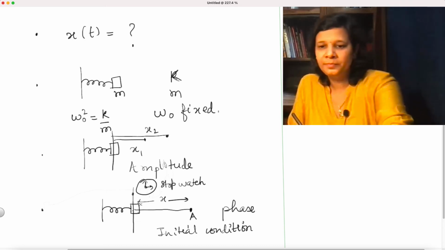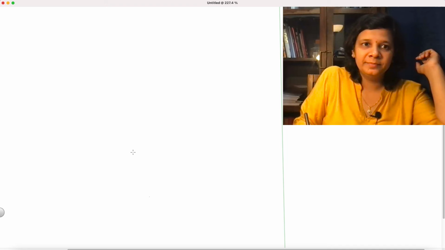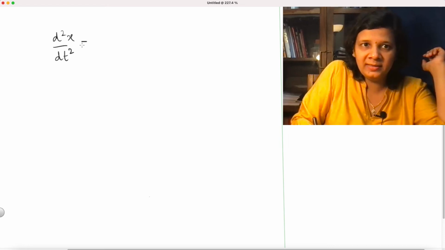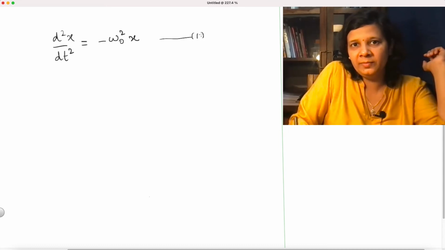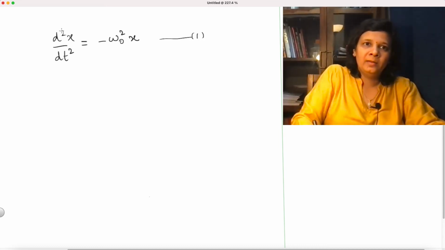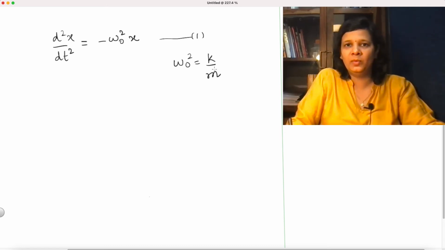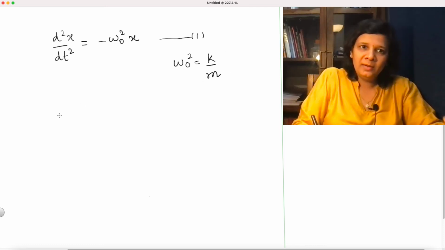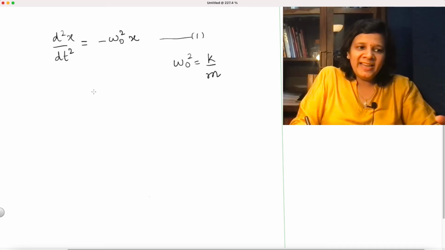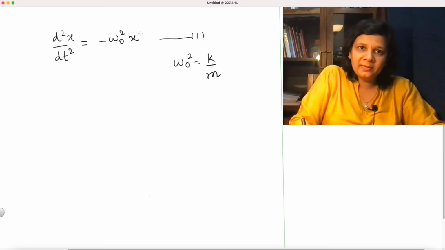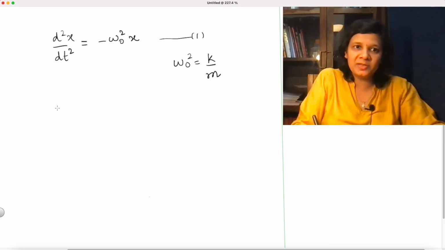Now let us write again the equation of motion which we got earlier: d2x by dt square is equal to minus omega naught square x. Let me call it equation 1, where omega naught square is equal to k by m. Once the system is given, this is fixed. Now I need a mathematical function which, if you differentiate twice, gives back that function itself times minus omega naught square. So you can guess what that function can be.